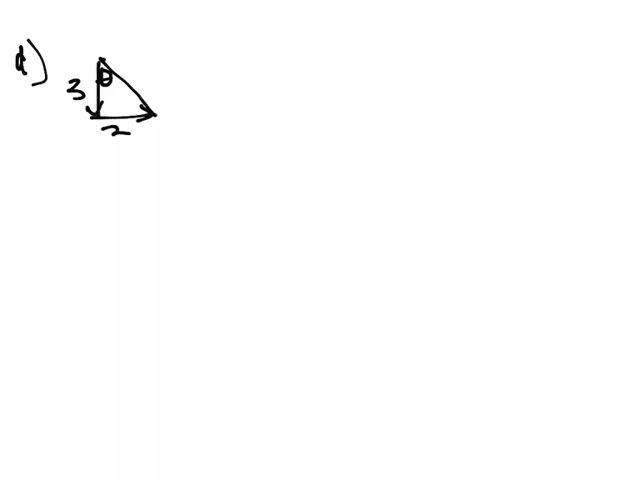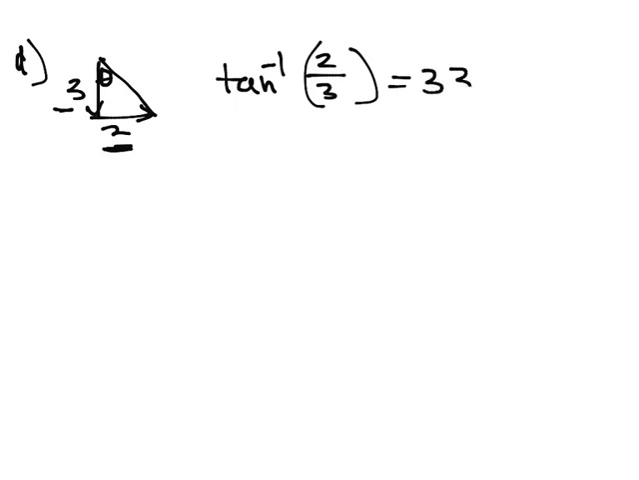Alright, so in D it asks me about the direction, with an angle, of the boat's movement. So I can use inverse tangent, and I'd use inverse tangent of opposite, so that's the 2, over adjacent, 2 over 3, and I end up with 33.69 degrees.